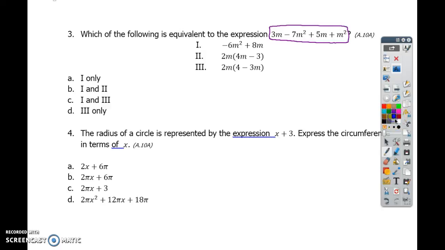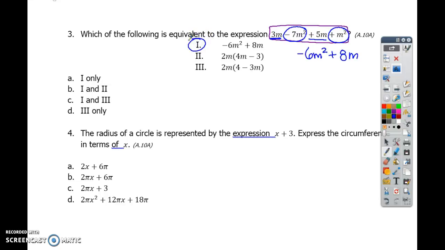So let's start with the m squares. That's negative 7m squared plus 1m squared. What does that give you? Negative 6m squared. And then 3m plus 5m, positive 8m. Roman numeral 1 gives us that.